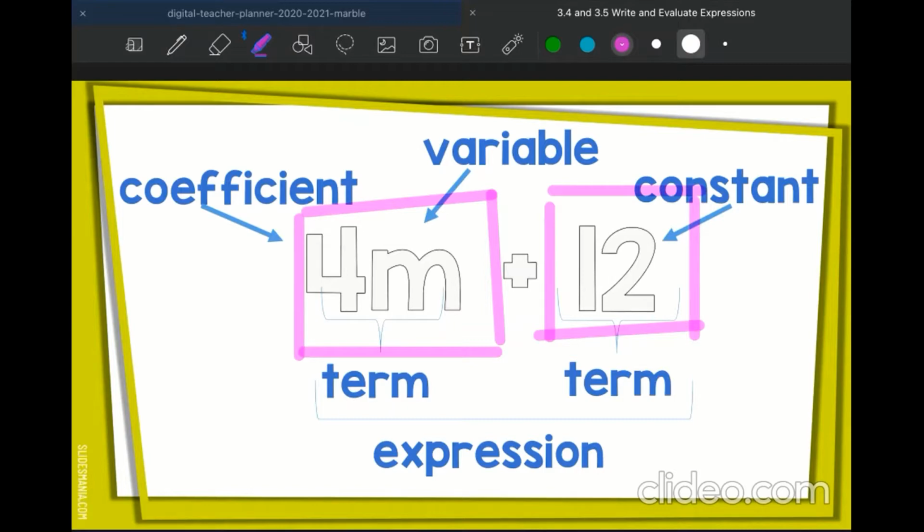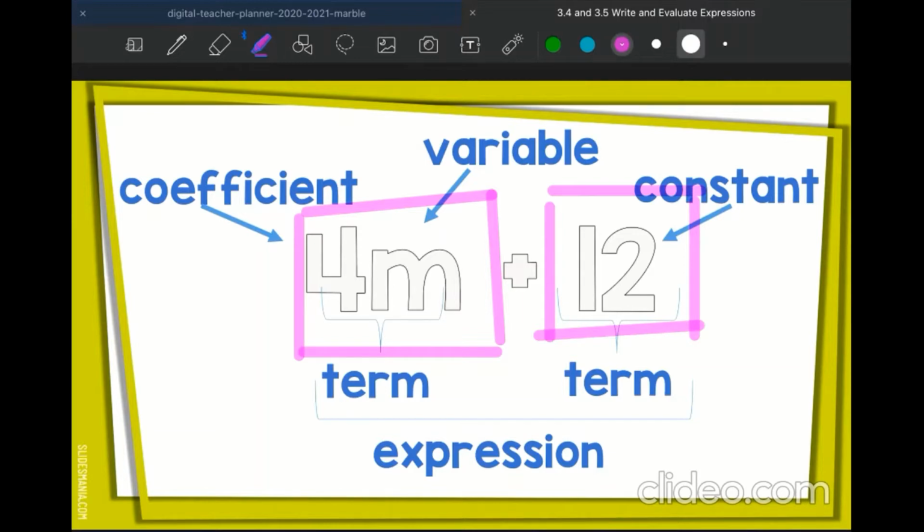These are called terms. Terms are separated by operations, okay? So if I wanted to identify how many terms I had in this expression, I would say 2, because I have one group in front of the plus sign and one group behind the plus sign. Does that make sense? Okay. Now, let's take a look at my first term. In my first term, I have a coefficient and a variable. A coefficient is a number in front of a variable. It's a number attached to a variable.